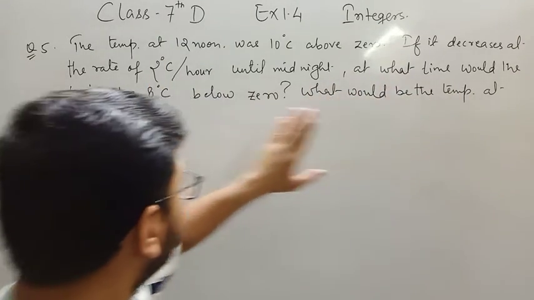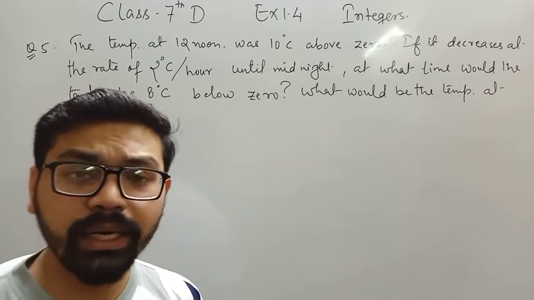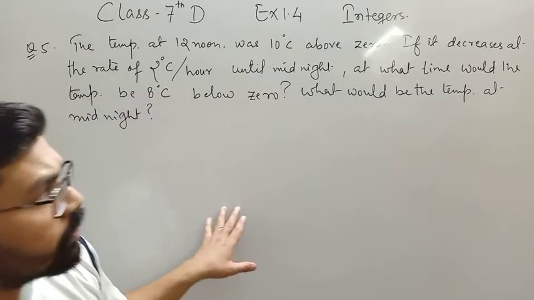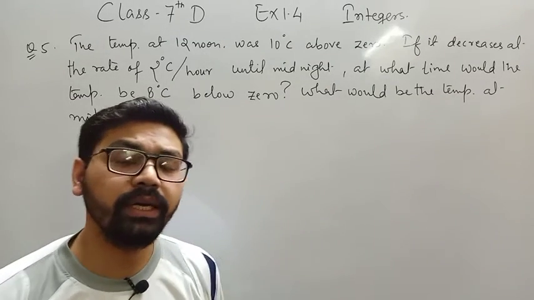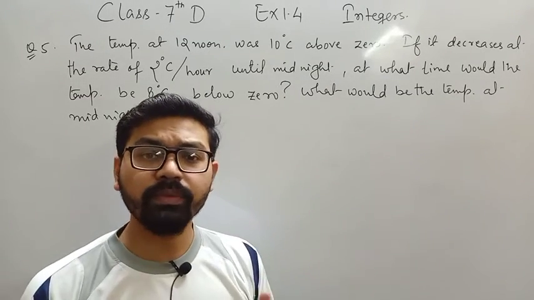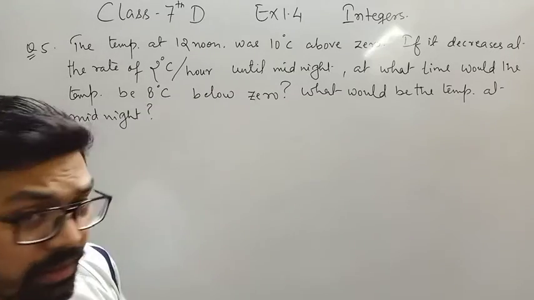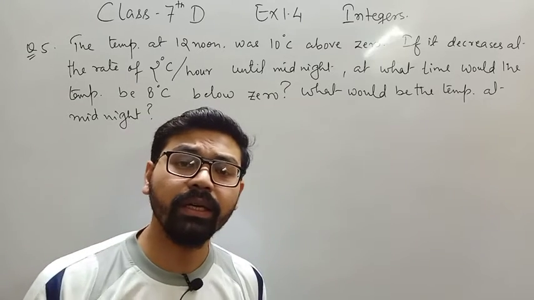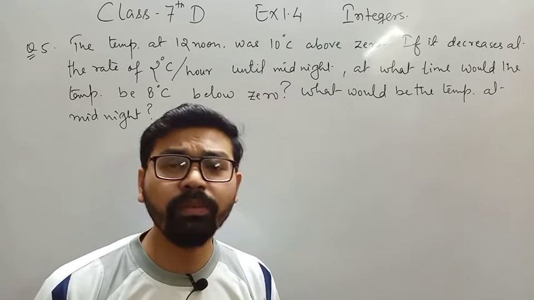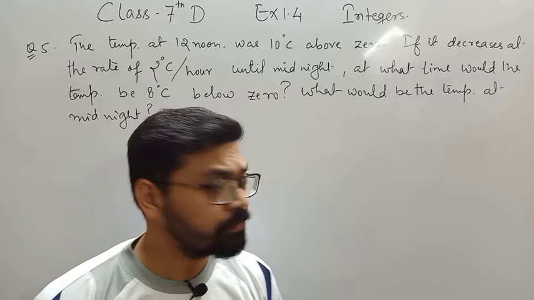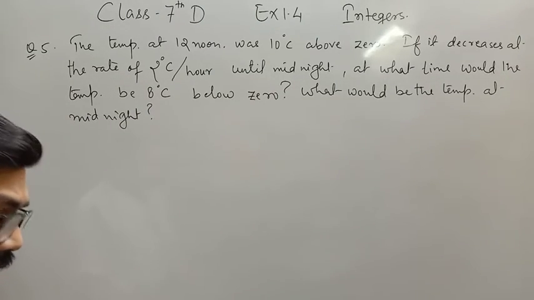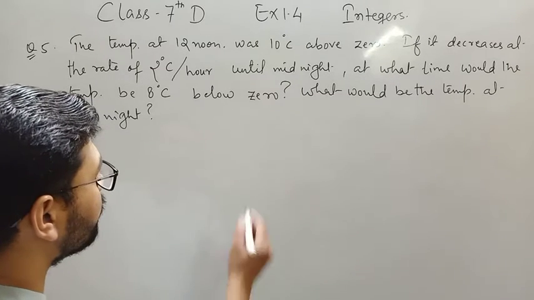At what time would the temperature be 8 degree Celsius below zero, that means -8 degree Celsius? So it is asking at what time the temperature is -8 degree Celsius, and then another question is asking what would be the temperature at midnight. Then you have to tell what would be the temperature at midnight, that is, at 12 at night. Okay, now I'll explain you with a diagram. Okay, so let's say I'll make a watch.